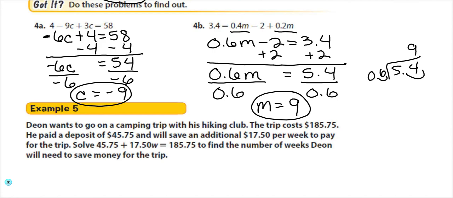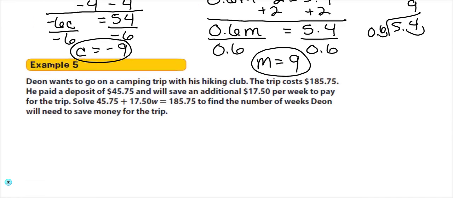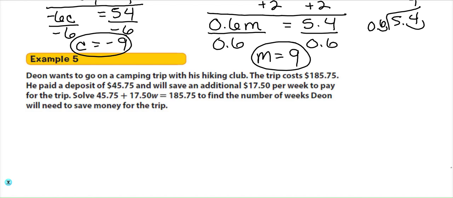All right, let's take a look at example 5. Last one. Dion wants to go on a camping trip with his hiking club. The trip costs $185.75. He paid a deposit of $45.75 and will save an additional $17.50 per week to pay for the trip. Solve 45.75 plus 17.50W equals 185.75 to find the number of weeks Dion will need to save money for the trip.